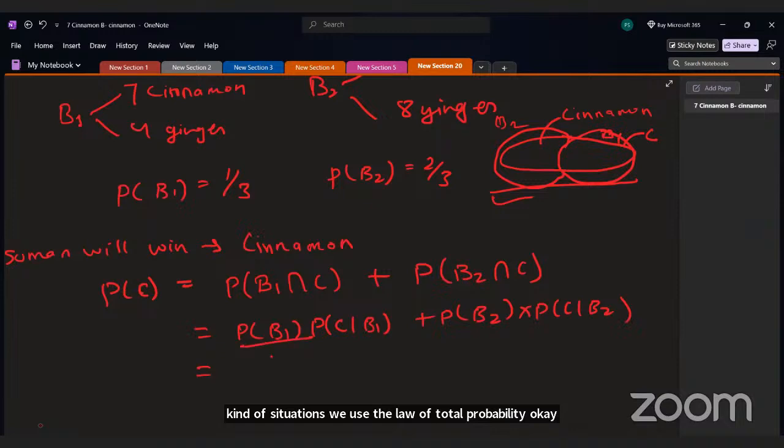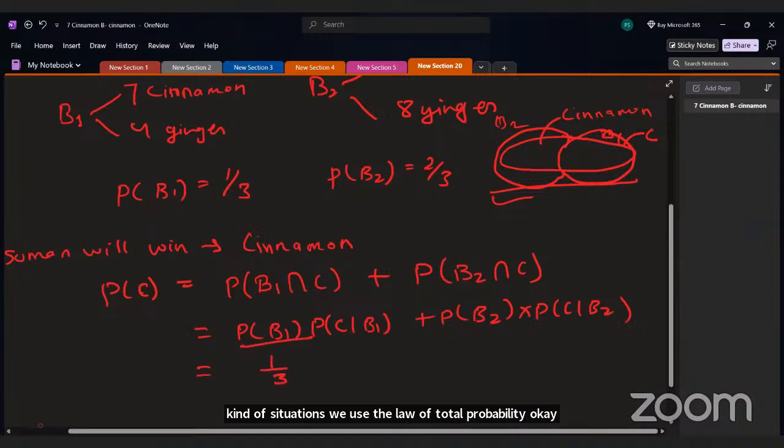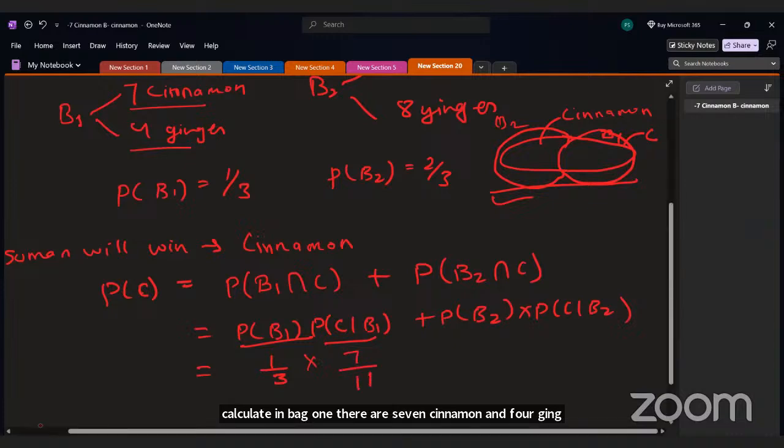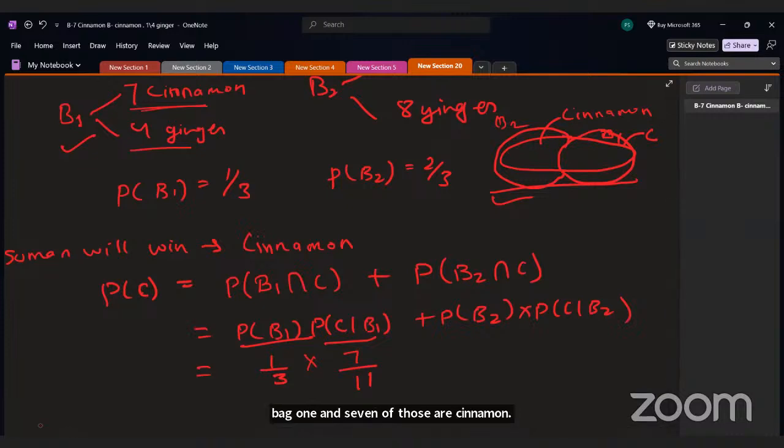So this is given to us as 1 by 3, and this we can calculate. In bag 1, there are 7 cinnamon and 4 ginger. That would be in total 11 candies in bag 1, and 7 of those are cinnamon. So this will be the probability that if bag 1 is chosen, someone will choose a cinnamon candy.